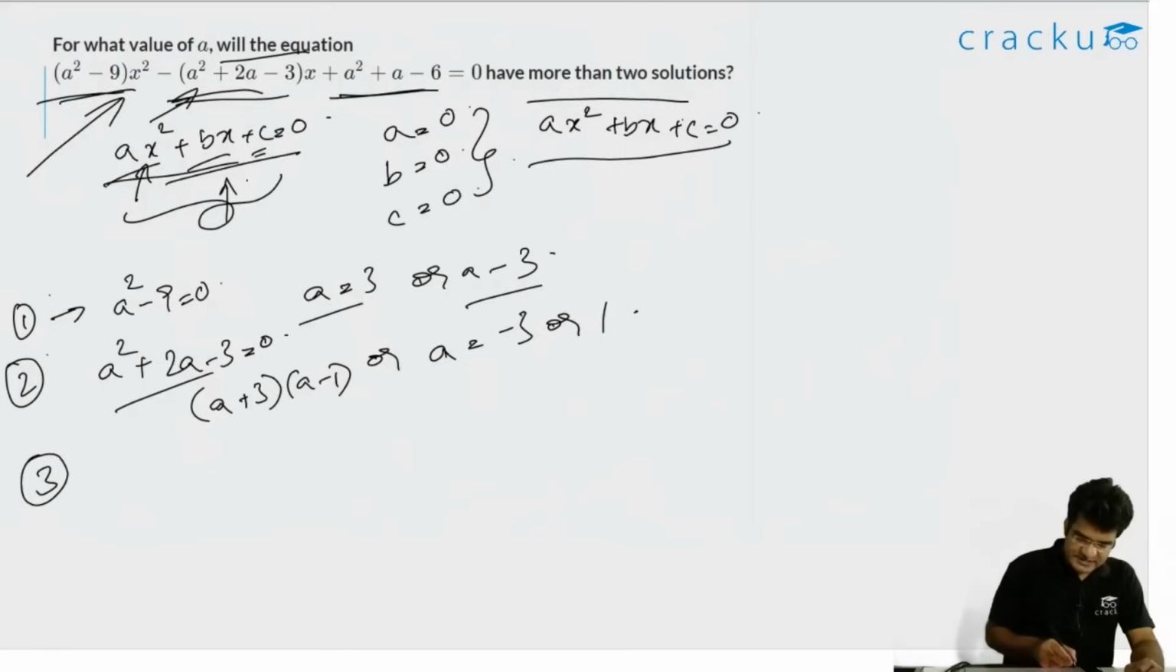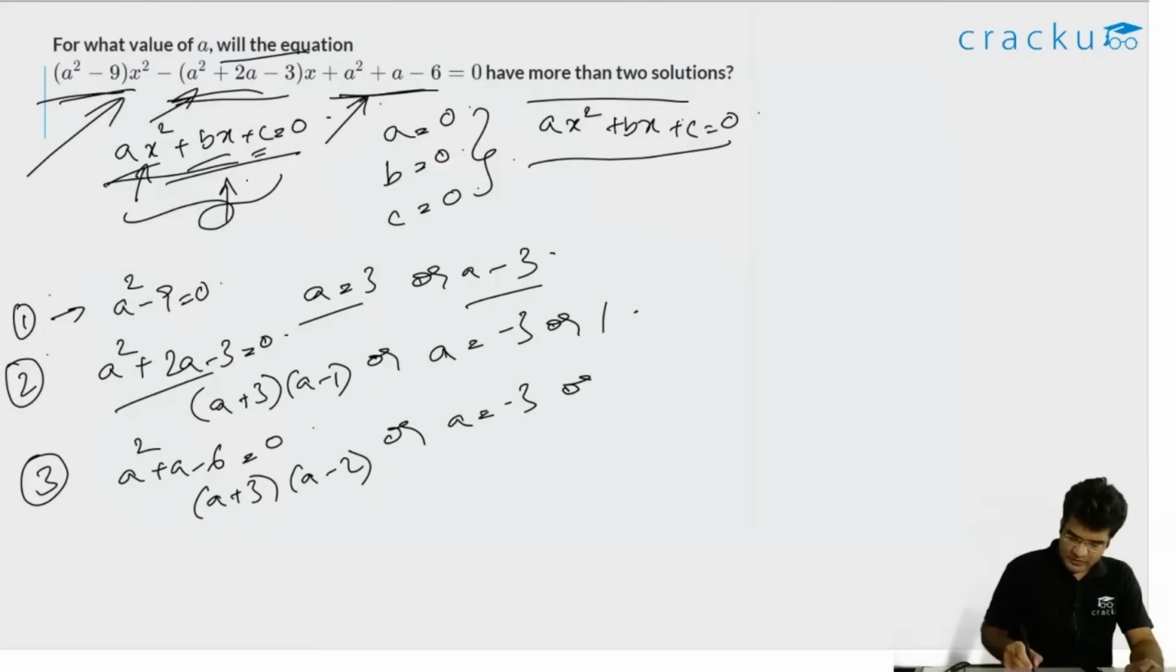Similarly, the third condition is that the constant term should equal 0. That is, a square plus a minus 6 should equal 0. This can be factorized as (a plus 3) into (a minus 2) is equal to 0, or a should equal minus 3 or 2. So all the three conditions should be met.